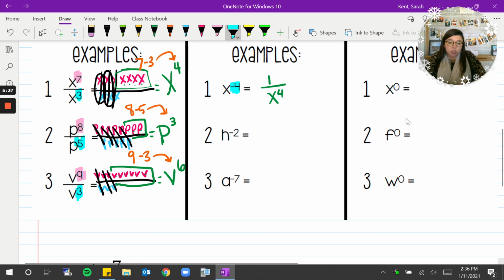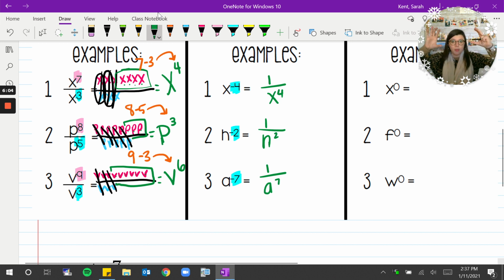On the next one, 2, I've got n to the negative 2. Again, I can turn this into a fraction: 1 over n to the power of 2. And our last one, 3, a to the negative 7. Again, I can simply flip this over and do 1 over a to the power of 7. So anytime you have a negative exponent, you want to take it from its line and put it on the bottom of a fraction. We'll look at some more examples with negatives, but it's not too difficult. Just make a fraction.